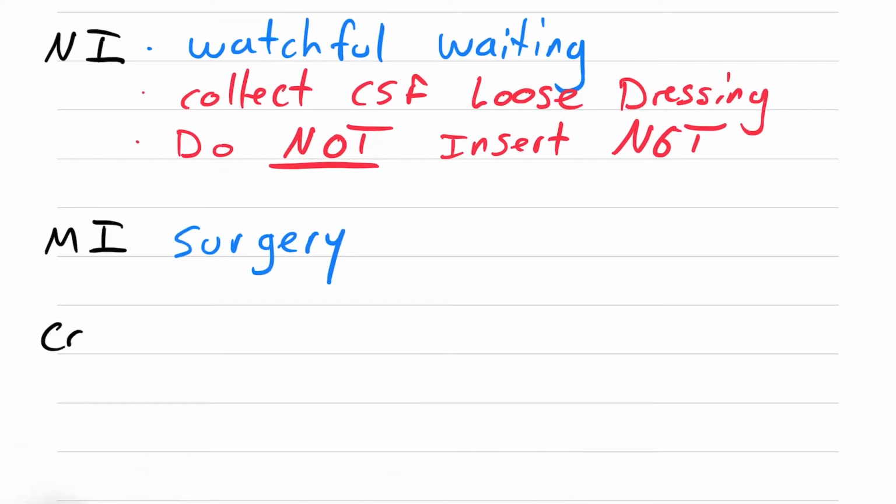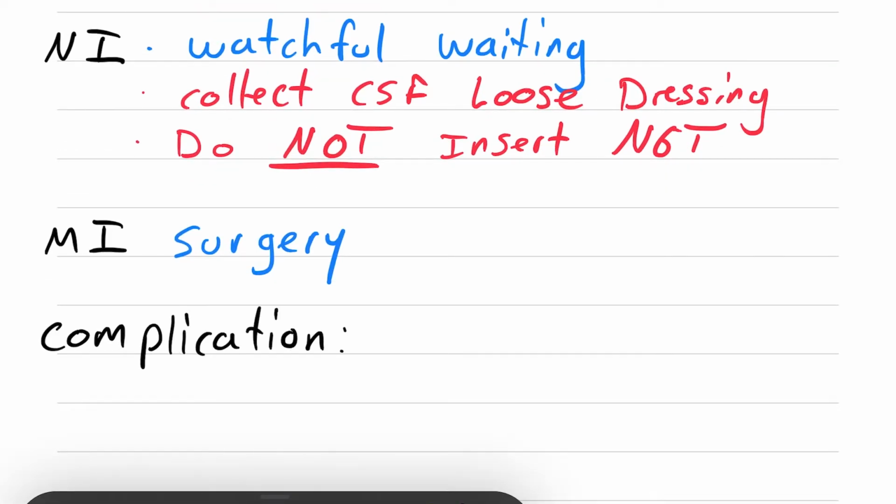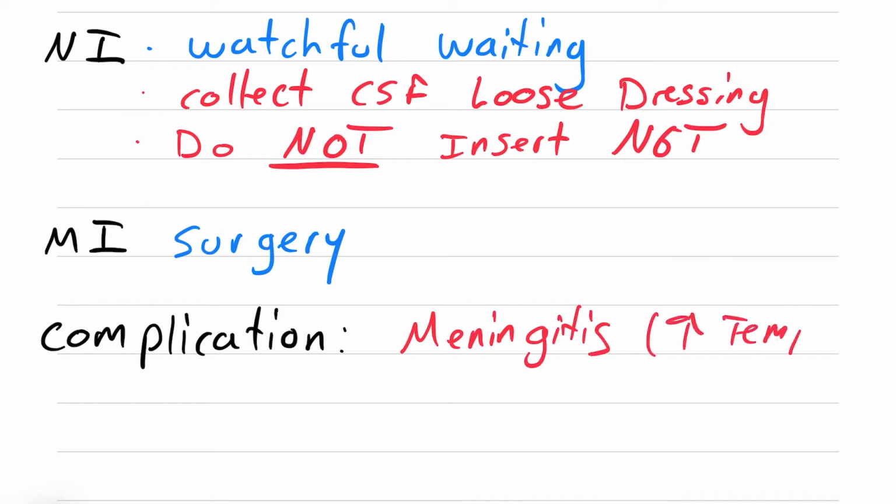A rare but serious complication that can happen with a basilar skull fracture is meningitis. If there is a CSF leak, there's a chance that the patient can get meningitis. Make sure you monitor temperatures and know that anything above 100.4 is considered a fever.